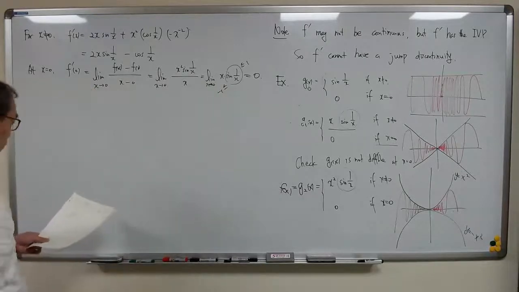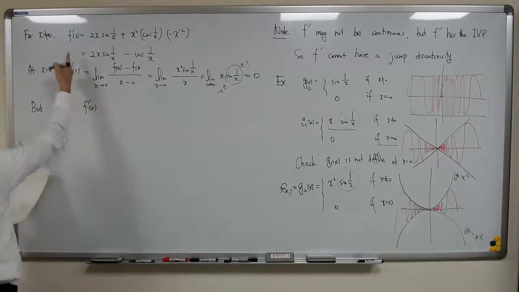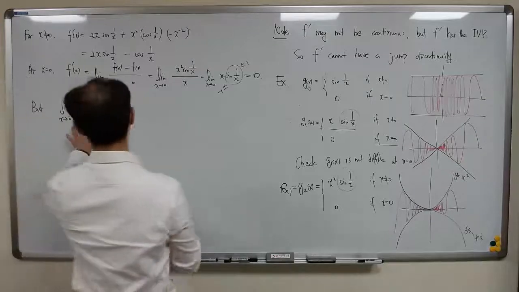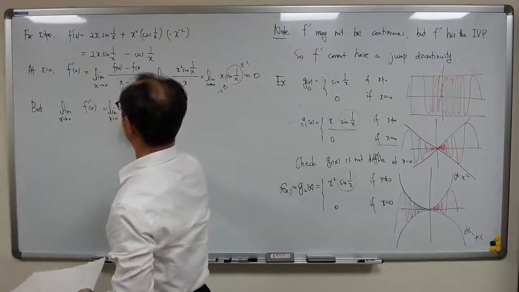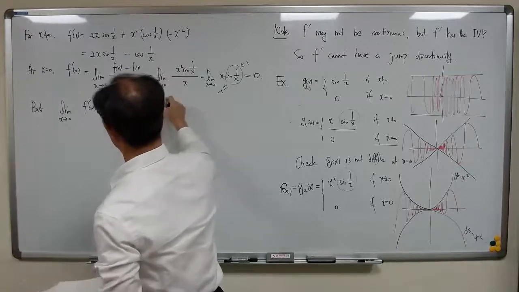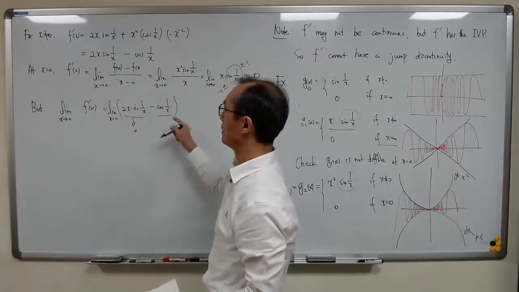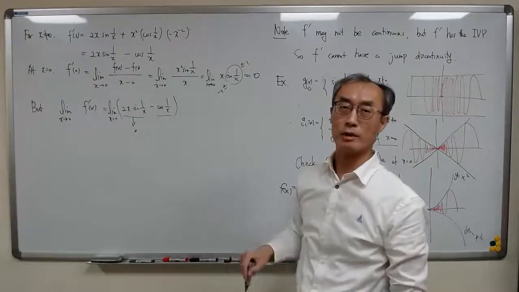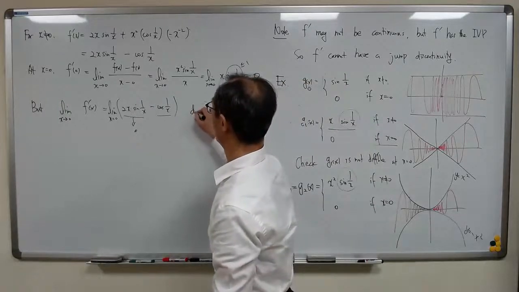Okay, but f prime of x, the derivative away from 0: if you take the limit of 2x sine(1/x) minus cosine(1/x), the first part converges to 0. However, what about this one? 1 over x diverges to infinity, and its cosine oscillates between -1 and 1. Okay? So this one does not converge.